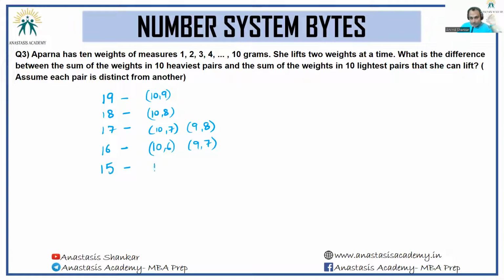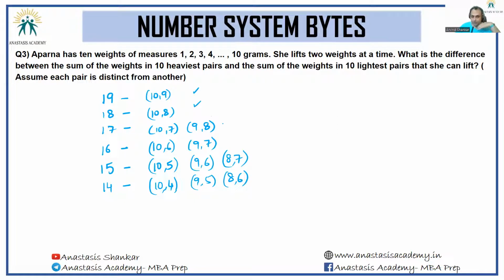15, which can be created from 10 and 5, 9 and 6, and also 8 and 7. And 14, which can be created from 10 and 4, and 9 and 5, and also 8 and 6. But if you include all the cases for 14, you've got 1, 2, 4, 6, 9. You only need one pair out of this. So whichever pair you take, that doesn't really matter. One pair, done. These are the heaviest pairs.